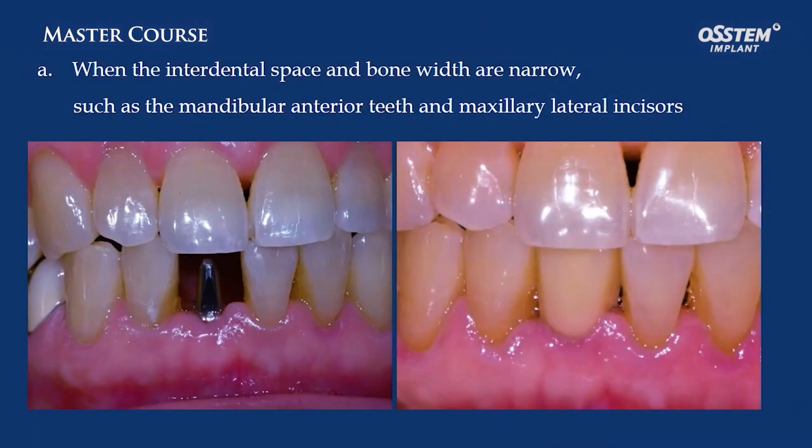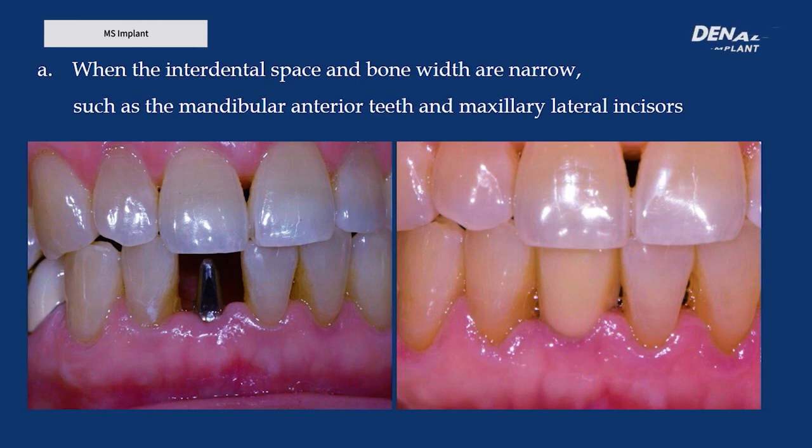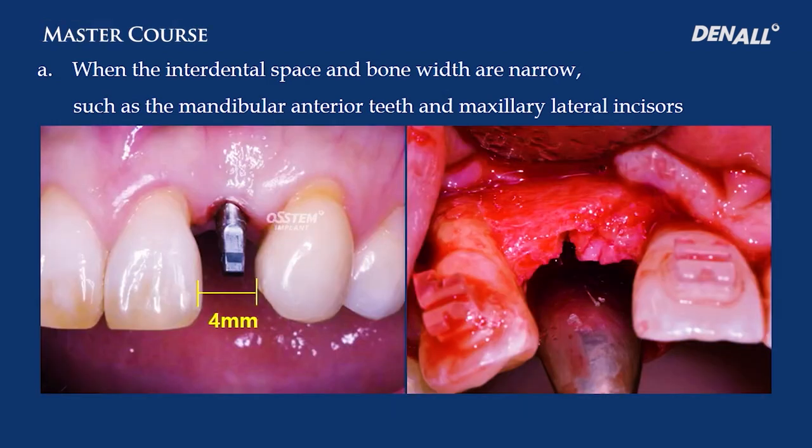Looking at the MS narrow implant indications, it can be used for narrow ridges, especially the lower anterior. If the bony width is narrow, it can be used in the case of upper lateral incisor. If the ridge is narrow, you can use it. One body implant needs to be placed in one stage surgery. In the case of upper lateral incisor, it has aesthetic demands. It can be limiting, but still, if the ridge is narrow, you can use it.